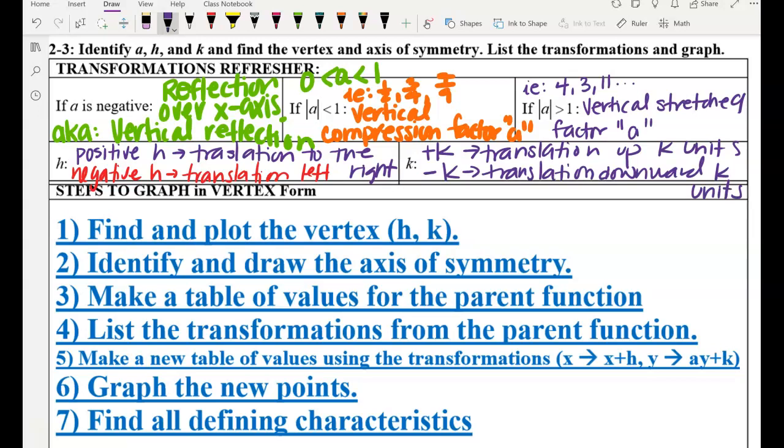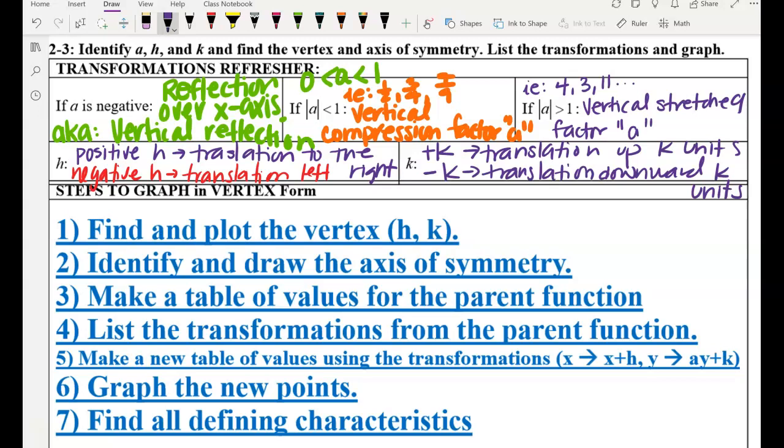I would totally be happy if you could say, if you have a positive h, you can simply just write right 4 units, for example. If you have a negative 3 for h, you can say left 3 units. If your k value is 9, then you can say up 9 units. If your k is negative 20, then you can say down 20 units, okay?